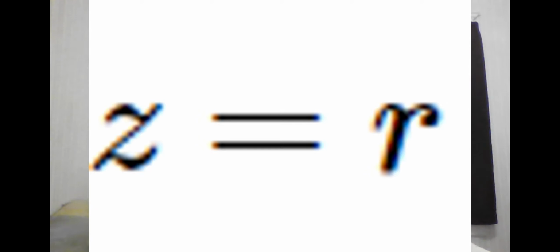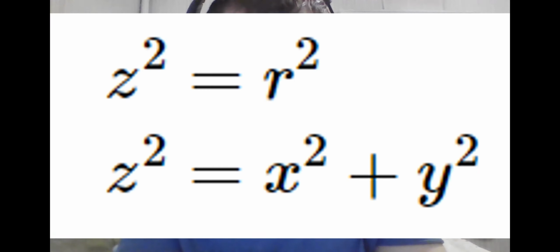If we have something like this, where z equals r, then we get, in terms of r squared, by squaring both sides, z squared equals x squared plus y squared. And this gives us a cone when we graph it out, because of the fact that r is greater the higher up you go.